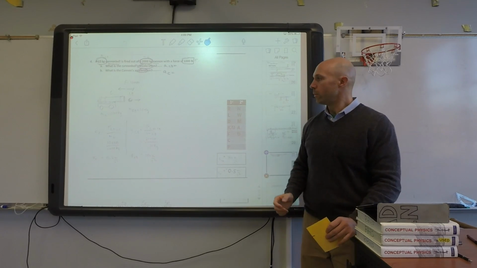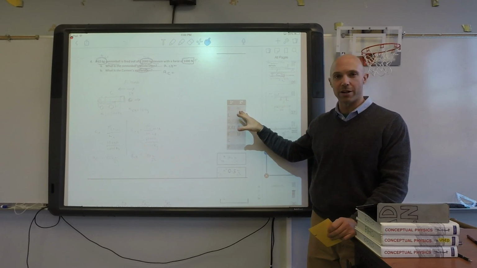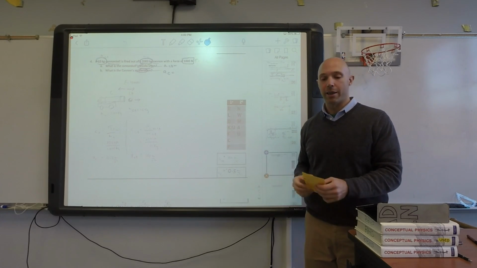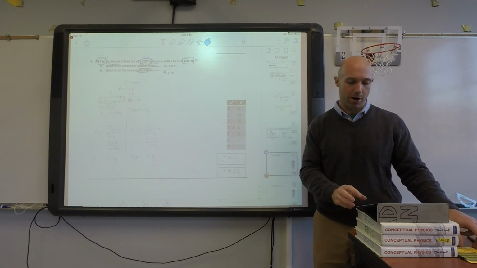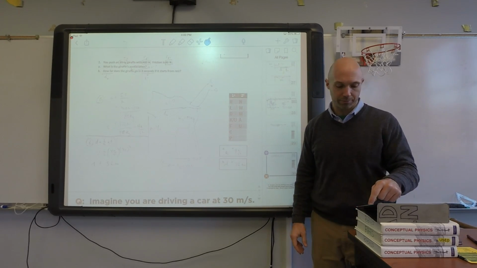Here's an example with some cannonballs. You can see again, on tests I'll put the problem solving strategies on it so they can follow it, and they'll also have formulas with them at all times. You can see a problem involving a giraffe.